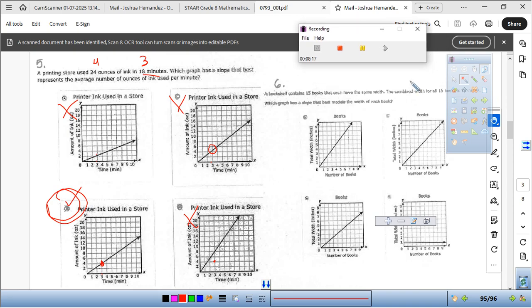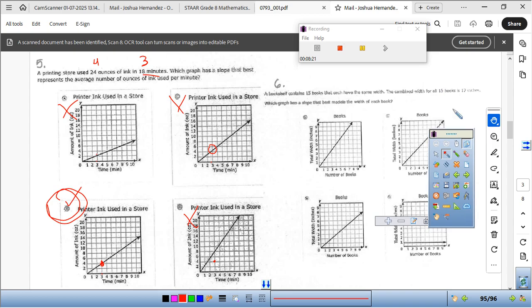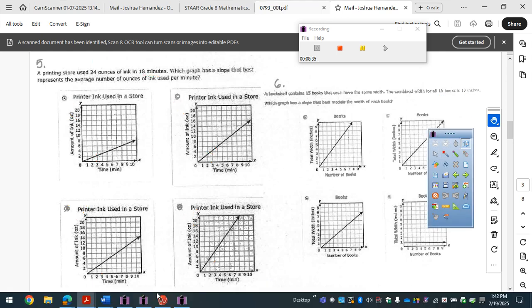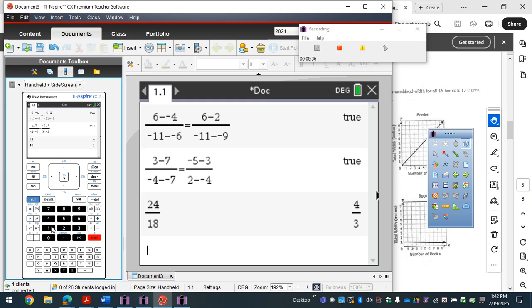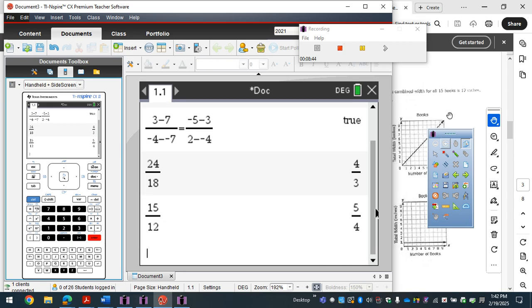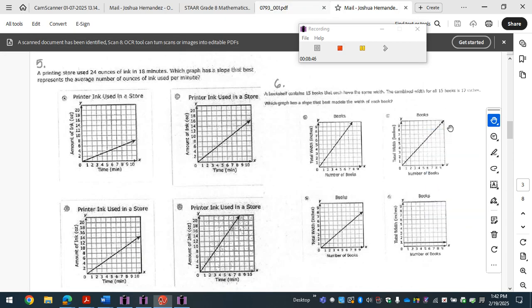So let's come out here. Same thing. They just tell me to get the numbers here. Holy moly, I can't see these numbers. 15 books and 12 inches. 15 and 12. Okay, so I'm going to come back here and go to 15 and 12, and it gives me 5/4. So 5/4.